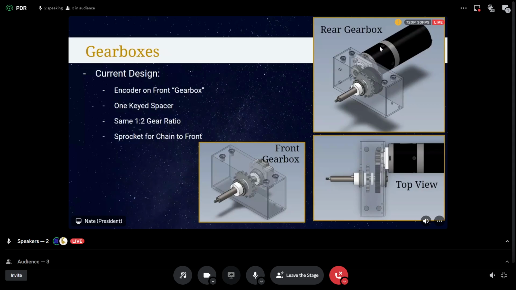Front and back gearboxes. We also changed the tube dimensions just to make it more consistent. So now instead of being 3.5 by 1.75, it's going to be 3 by 2 box tube, 1/8 inch thick walls. You can see we have the sprocket in there, same gear ratio, and we got rid of the keyed spacers except for the one in the middle, as both the sprocket and spur gear are going to be on the same key.